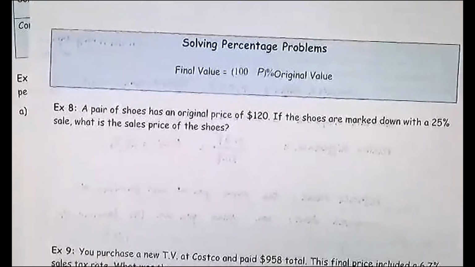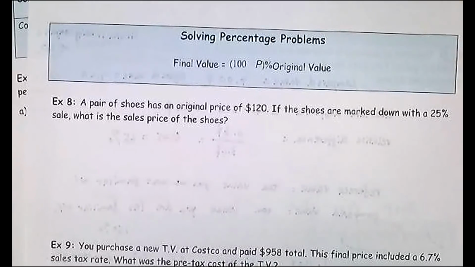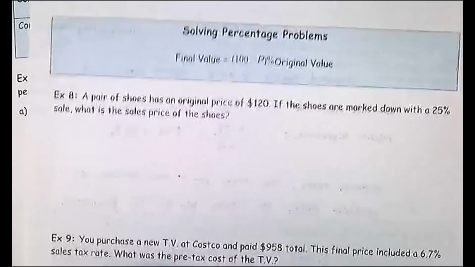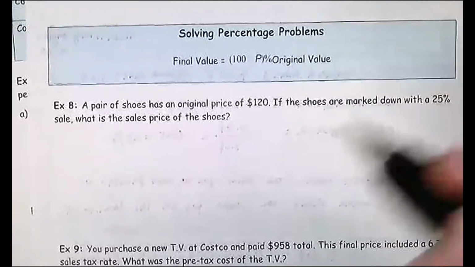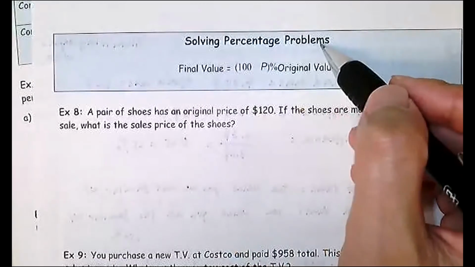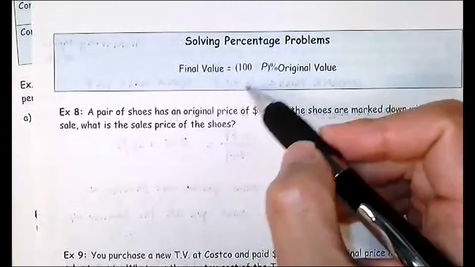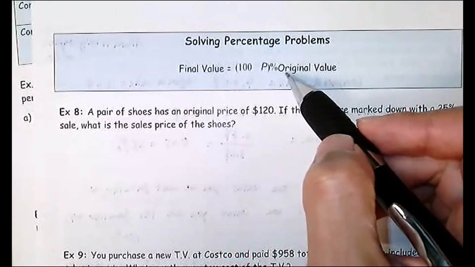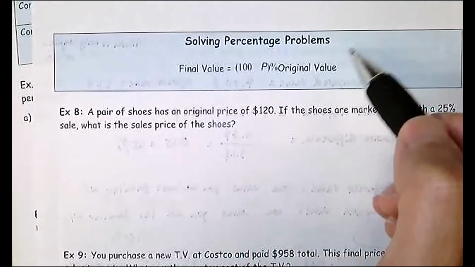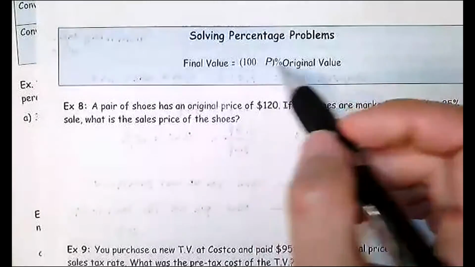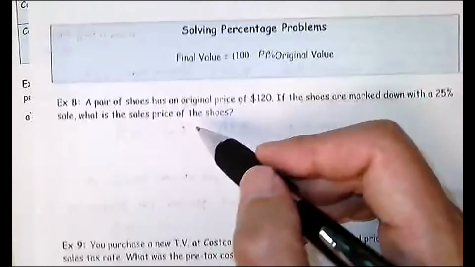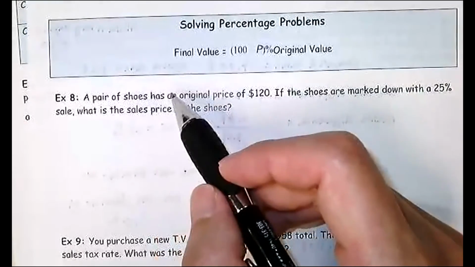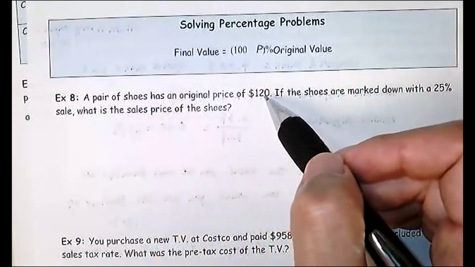So it seems that we can finish our class a little bit earlier. Let's keep working. So solving the percentage problem, final value is 100 plus p% of the original value. So let's look at an example. A pair of shoes has the original price of $120.